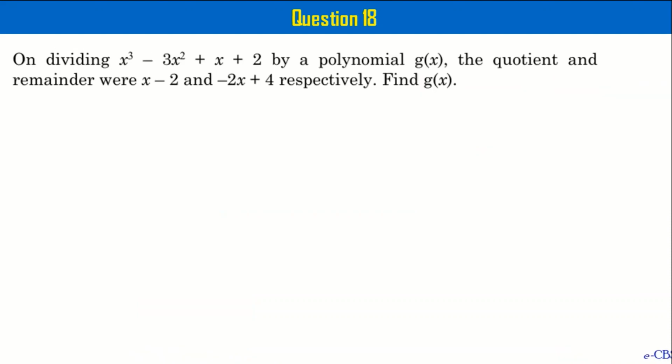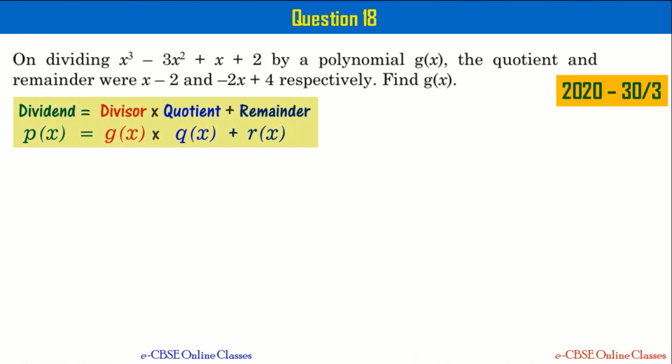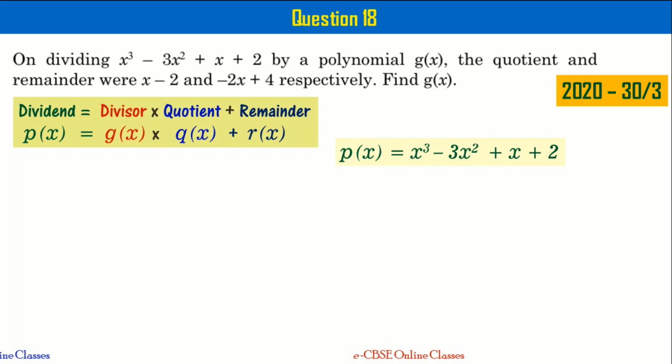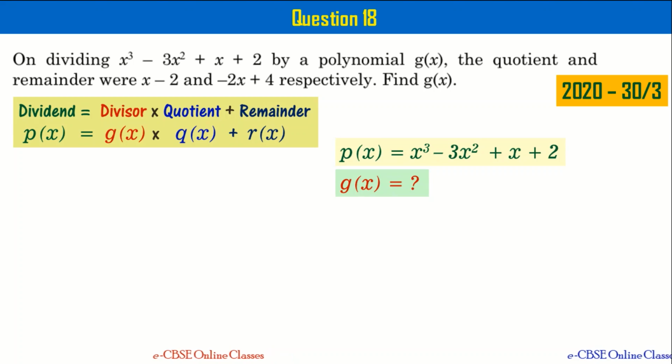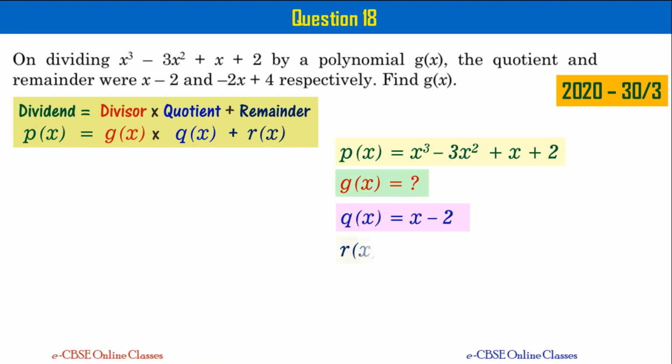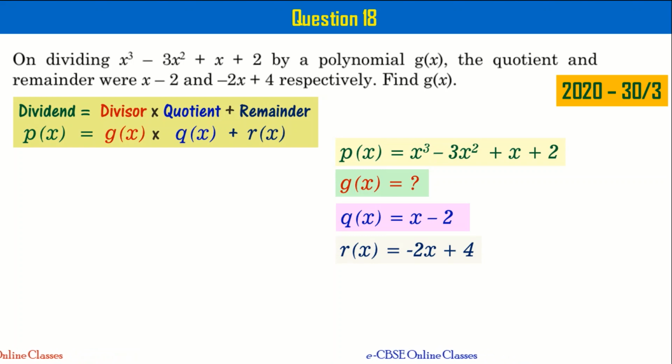Now let's go to question number 18. On dividing x cube minus 3x square plus x plus 2 by a polynomial g of x, the quotient and remainder were x minus 2 and minus 2x plus 4 respectively. Find g of x is the question given. It is from the year 2020, and p of x equal to g of x times q of x plus r of x. P of x is x cube minus 3x square plus x plus 2 given. G of x is not given. Q of x is x minus 2, and r of x is minus 2x plus 4, right?